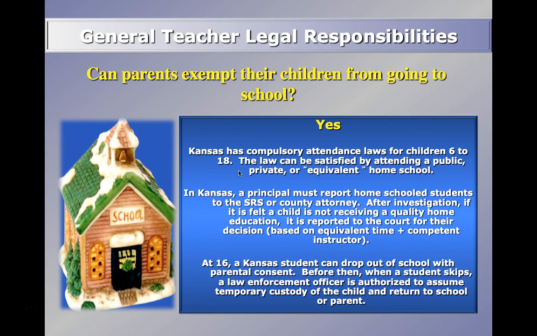In Kansas, a principal has to report homeschooled students to the SRS or county attorney, and after they investigate, if it is felt the child is not receiving a quality home education, it is reported to the court for their decision. So a parent just can't say that he's educating his kid at home. He has to have some sort of program that's working with the kid. And a kid at 16 can drop out of school with permission from the parent.